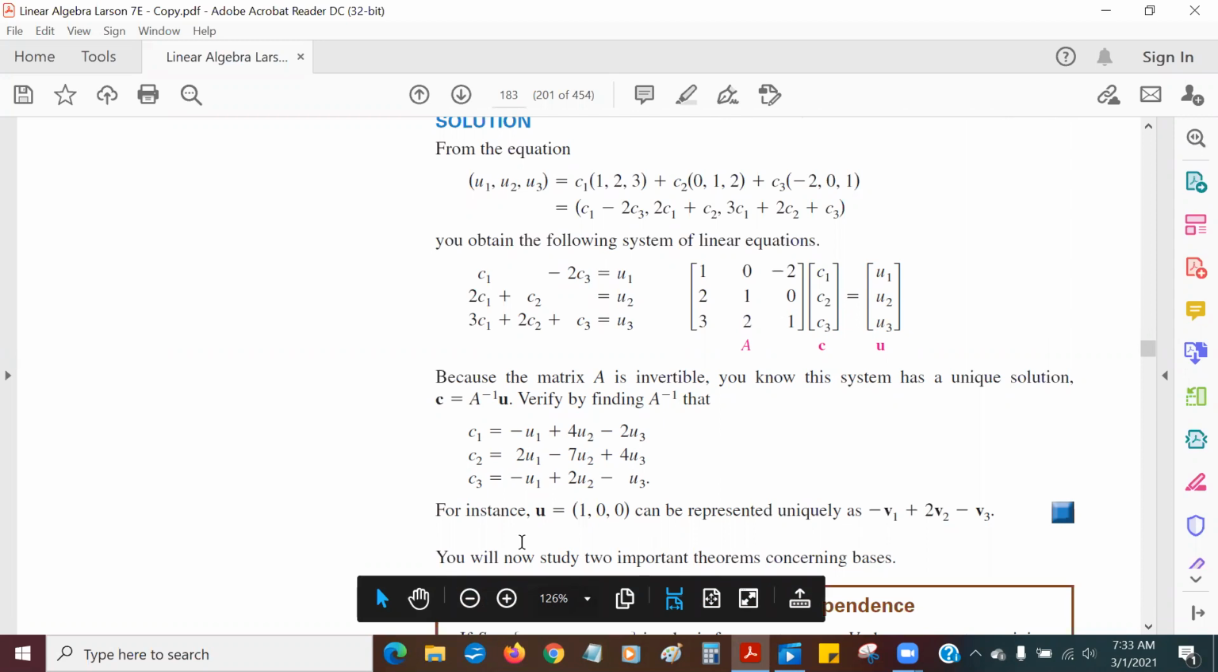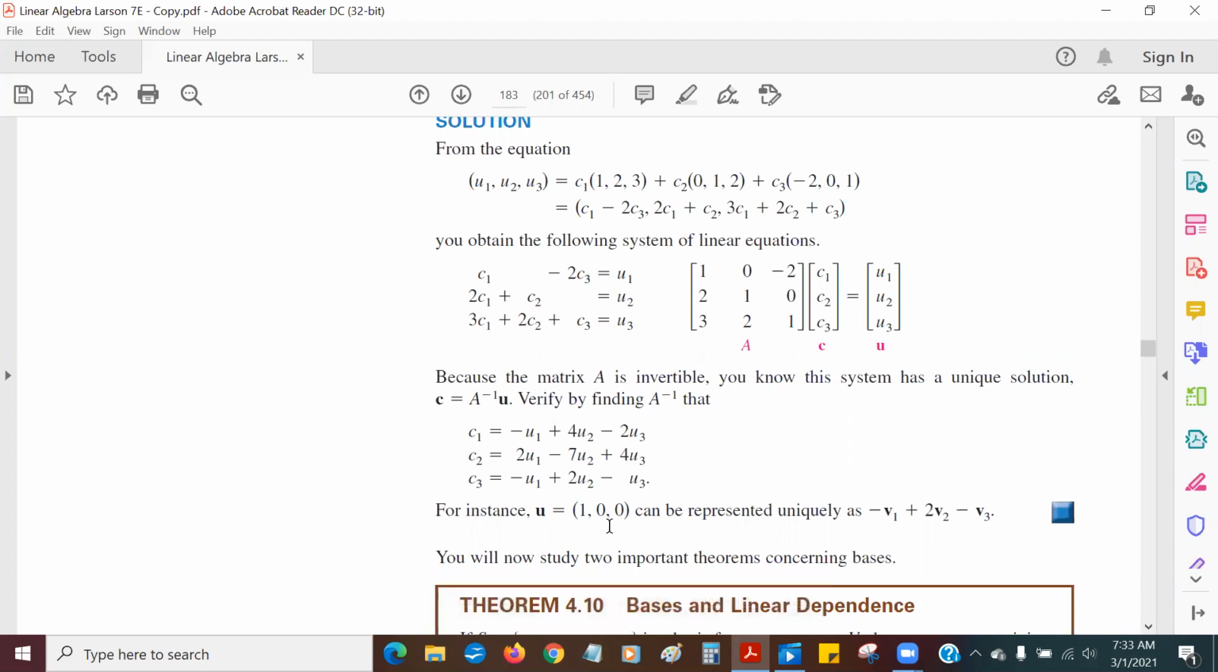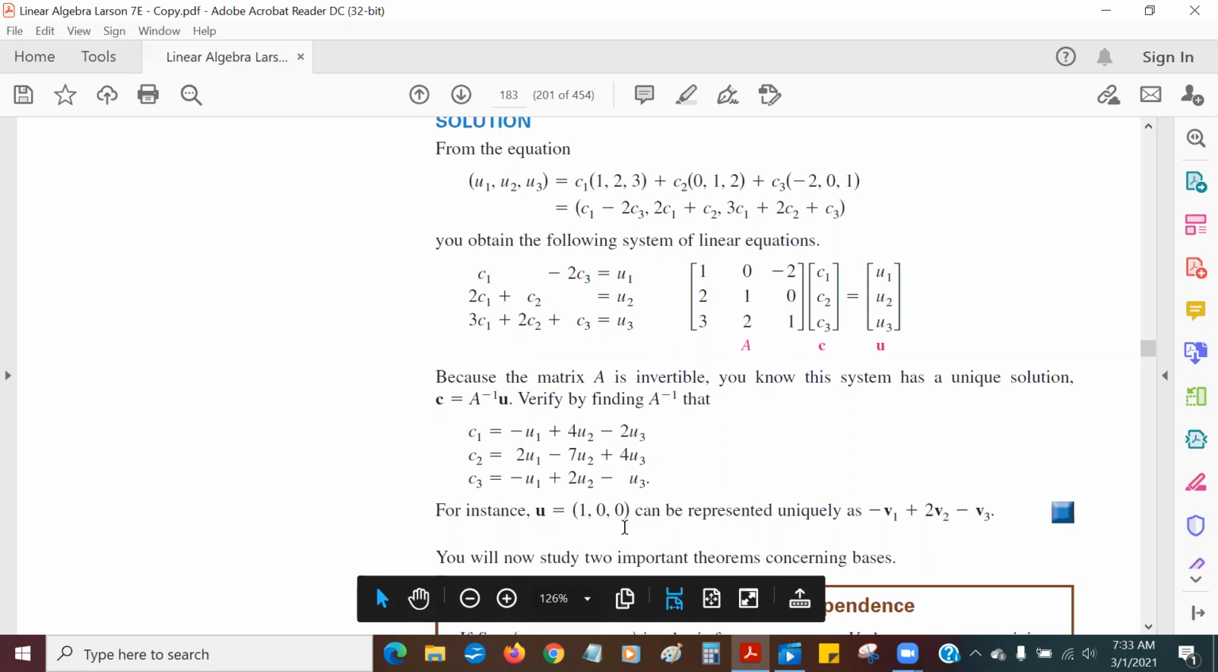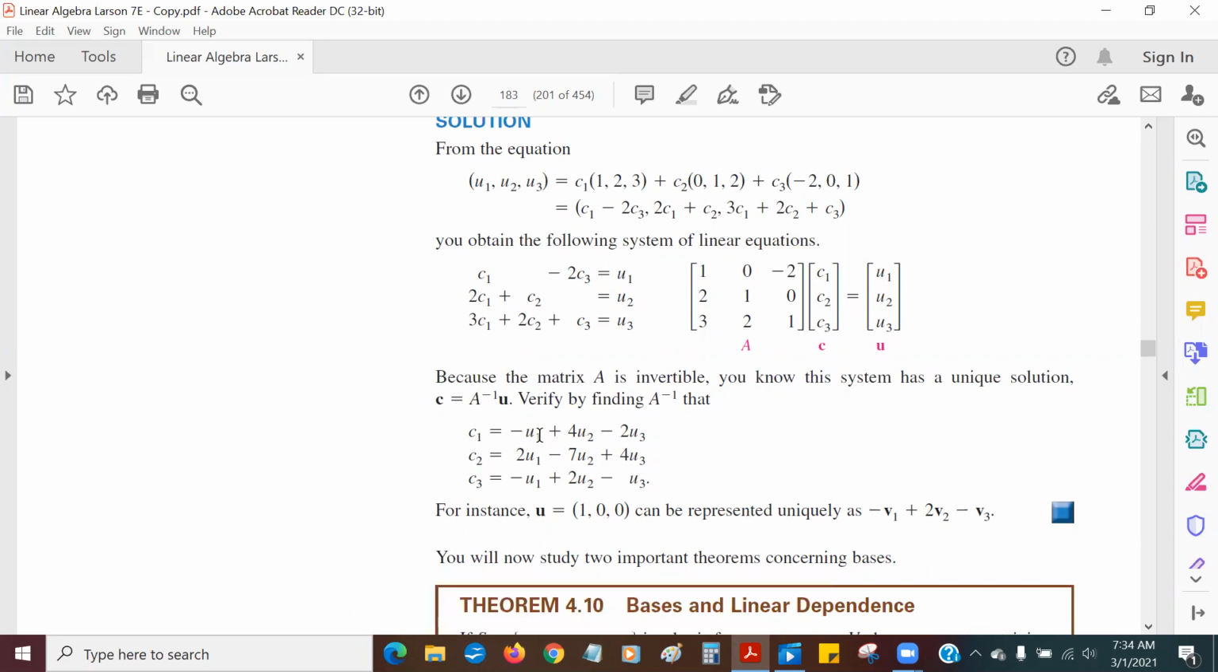So if U was the vector (1, 0, 0), that would mean that U1 is 1, and U2 and U3 are both 0, and that would make it so that the vector U, which is (1, 0, 0), can be written uniquely as negative V1 plus 2 V2 minus V3. Now where do these come from? Because if U2 and U3 are all zeros, this whole thing disappears. C1 is -1, C2 is +2, and C3 is -1, which is what I have over here.